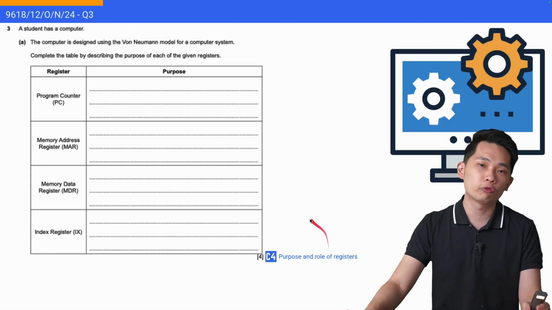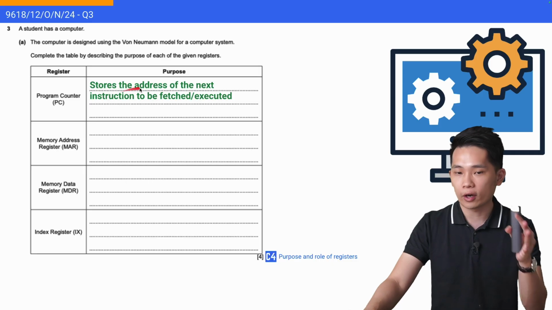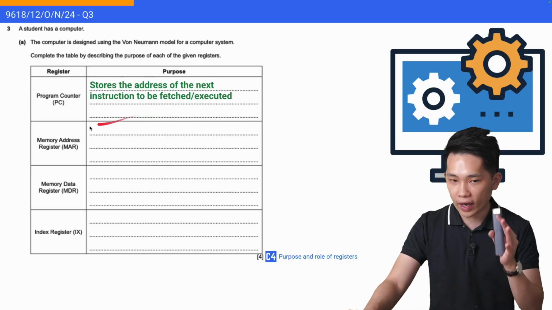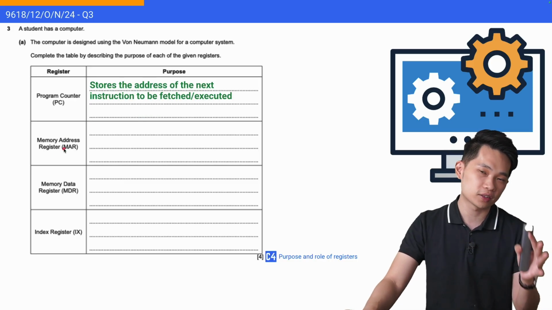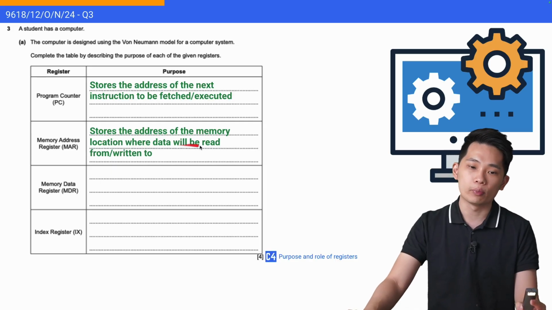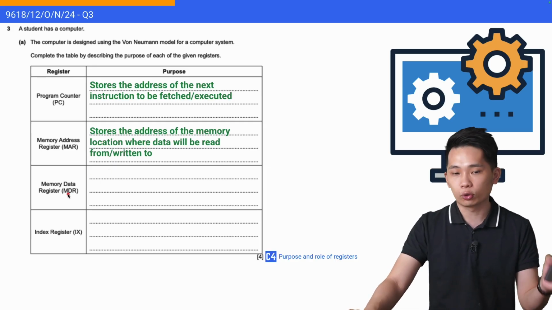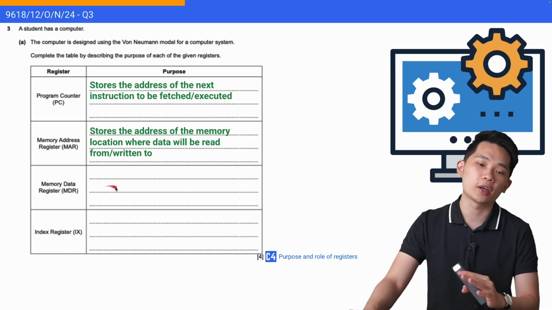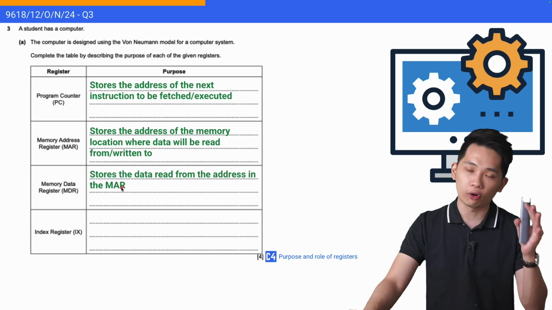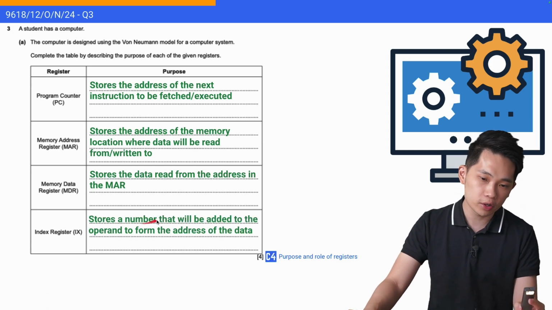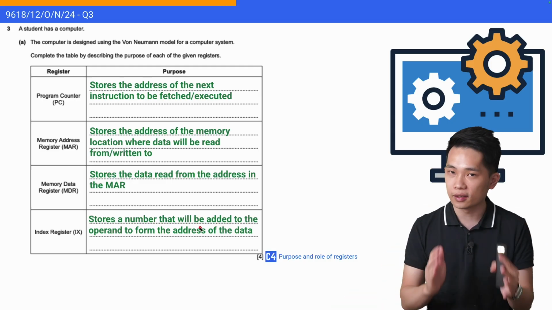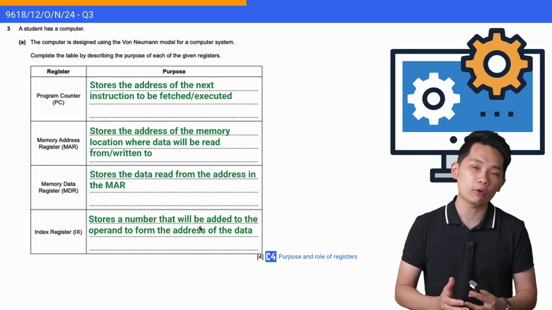So for program counter, you can write stores the address of the next instruction to be fetched or executed. And next, for memory address register, the definition is already in the name itself, which is memory address. We will write store the address of the memory location where data will be read from or written to. And next will be memory data register. For this one here, you can just write stores the data read from the address in the MAR. And finally, for index register will be stores a number that will be added to the operand to form the address of the data. In question 8 later, I will show you some example of how index register is being used as well.